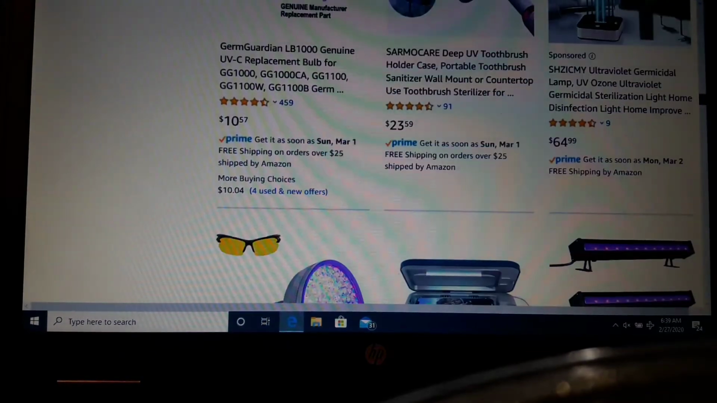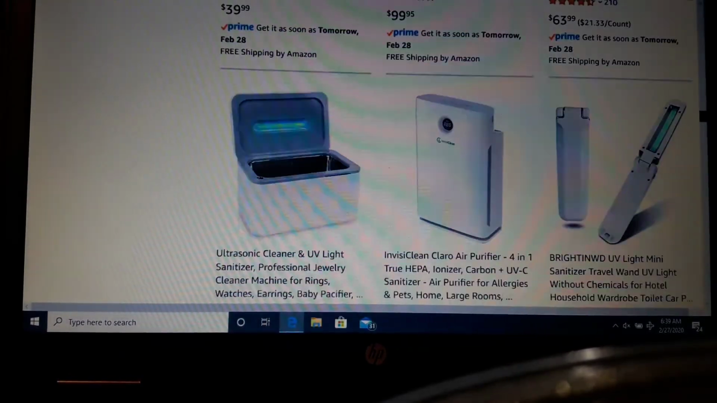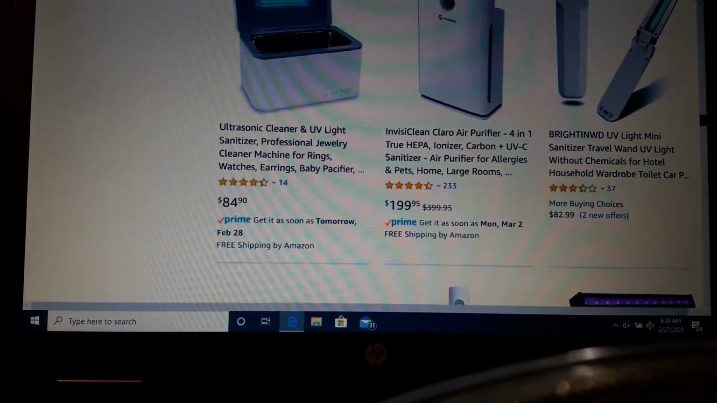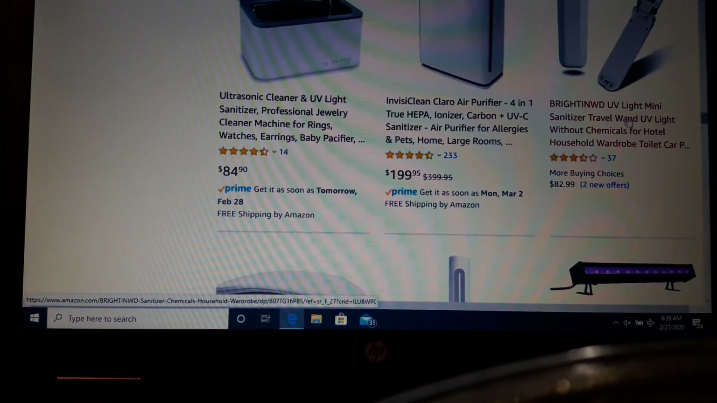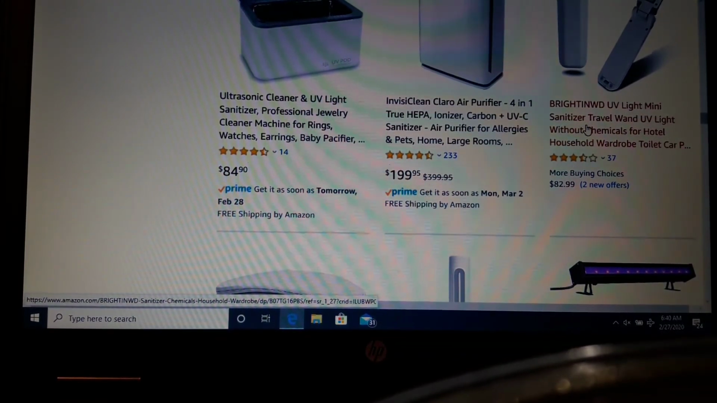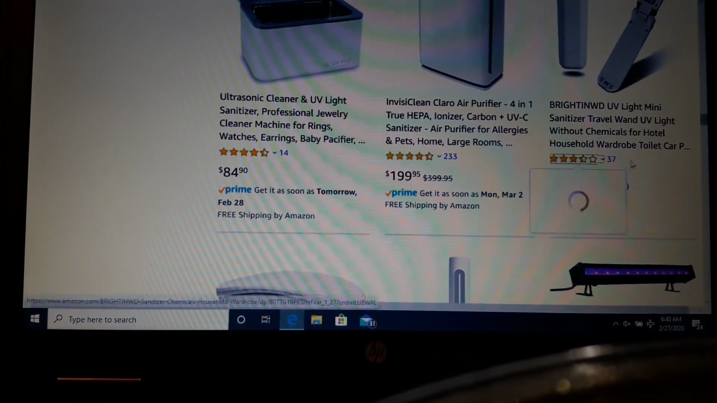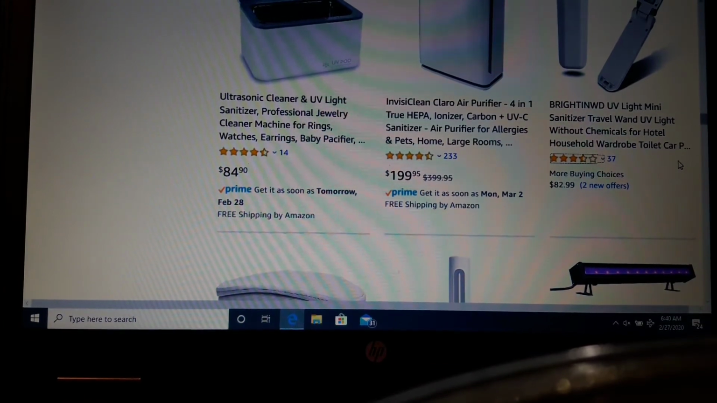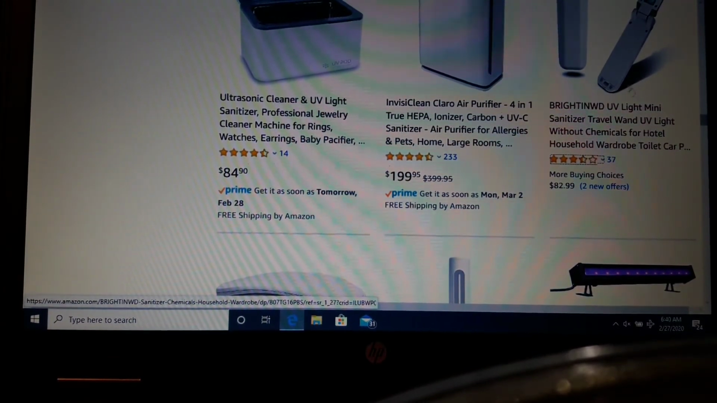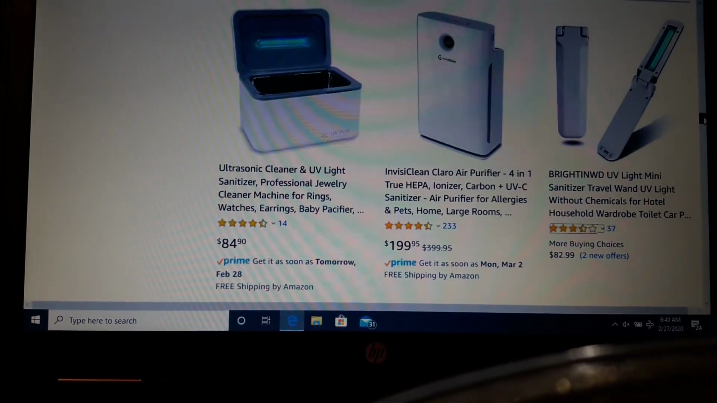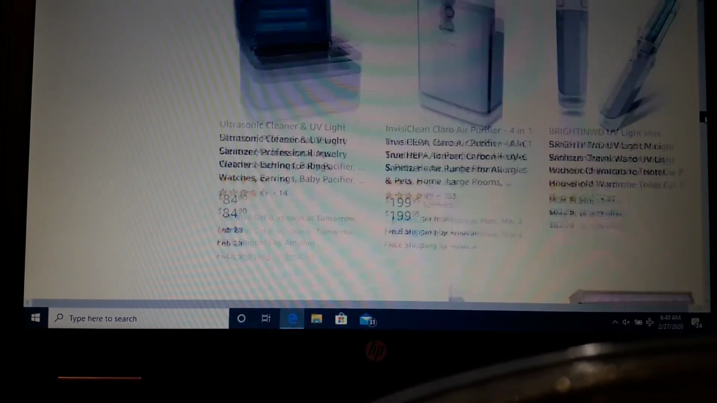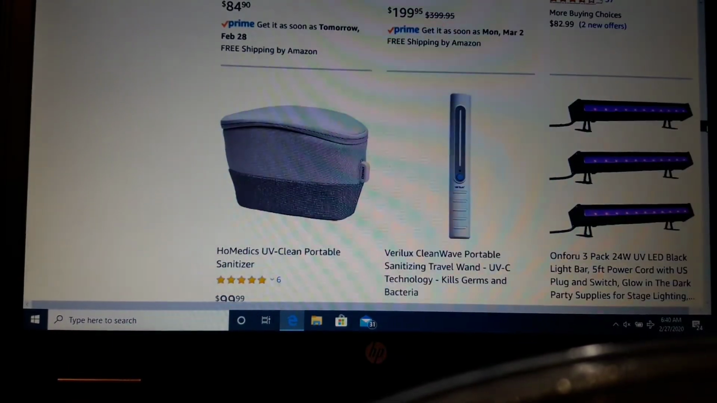So just go check them out and figure out which one you think would be the best for what you're trying to do. There's a Bright Wand UV Light Mini Sanitizer Travel Wand, UV Light without chemicals for hotel, household, wardrobe, toilet, car. So, this is like portable. So if you went to the grocery store, you could probably use this on the basket. You could sterilize your clothes when you come home. It's $82.99.